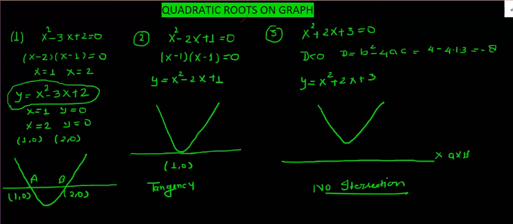This is the condition of tangency, and this is the system when there are no real roots. No intersection means there are no real roots. Roots are imaginary, and imaginary things cannot occur on a real axis. Okay, thanks. This is basically all about the roots on the graph.